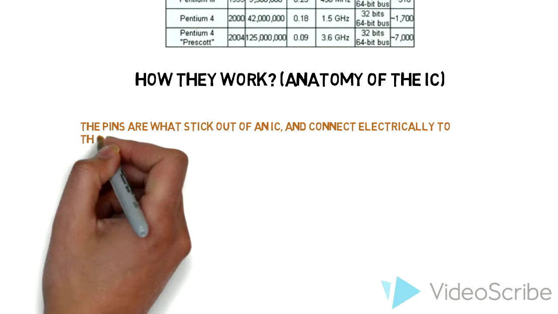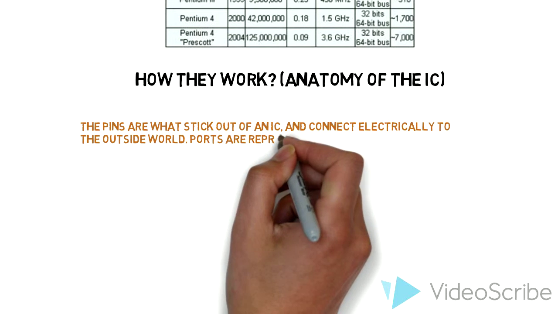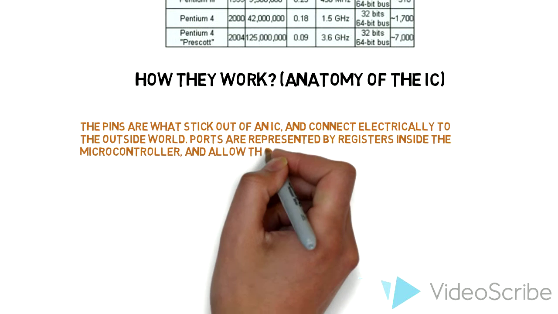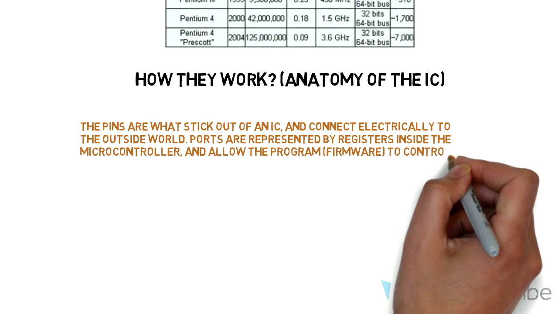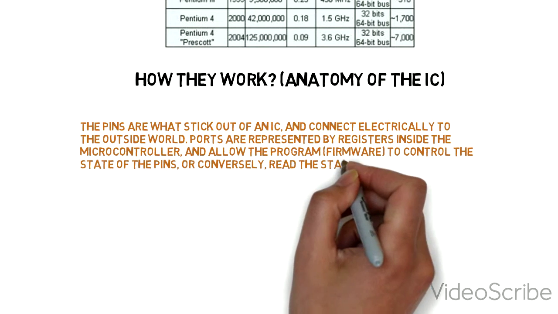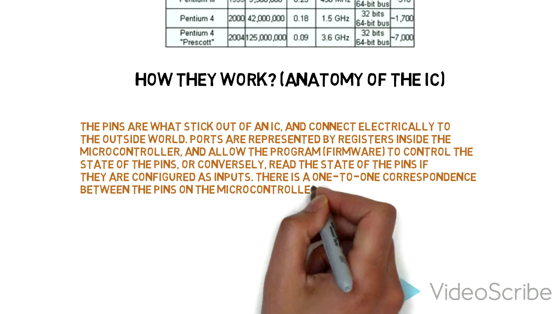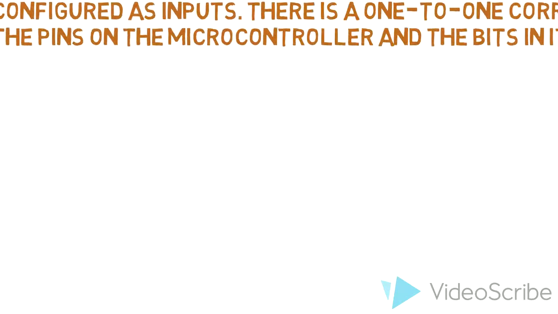Well, now let's talk about how they were made. There's a distribution of pins, electric parameters, memory capacity, inputs, and outputs. Well, the pins are what stick out of an IC and connect electrically to the outside world. Ports are represented with registers inside the microcontrollers and allow the program or the firmware to control the state of the pins.